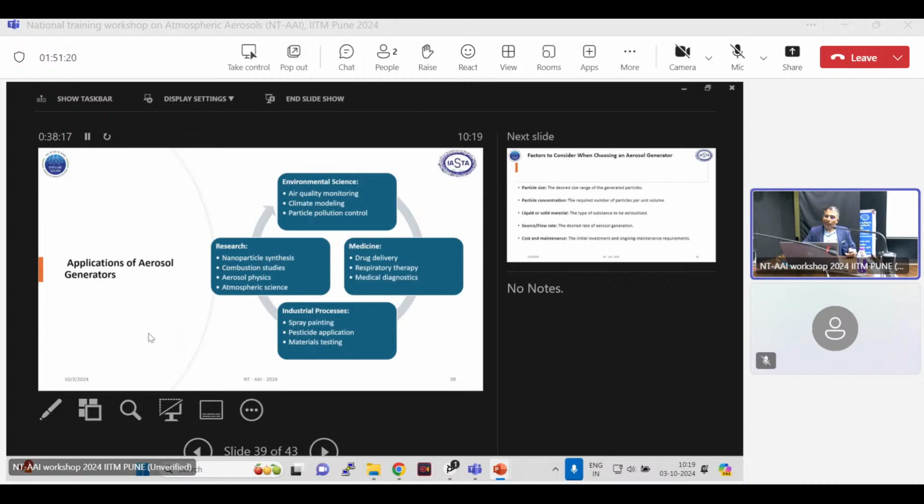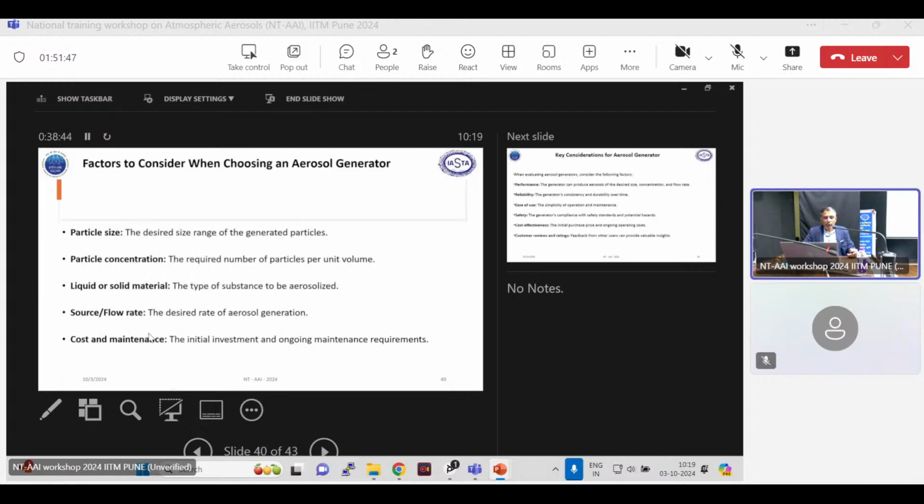Then drug delivery, respiratory therapy, and medical applications, like drug delivery and pharmaceuticals: what type of aerosol should be given to the patient so that it will work fast in the patient. And then industrial, like pesticide application, and agriculture, like coating or preserving fruit for a longer period of time. So that is the application.